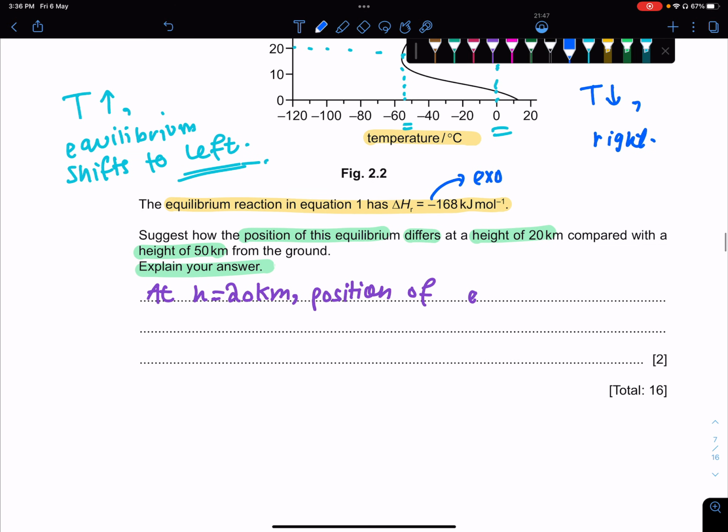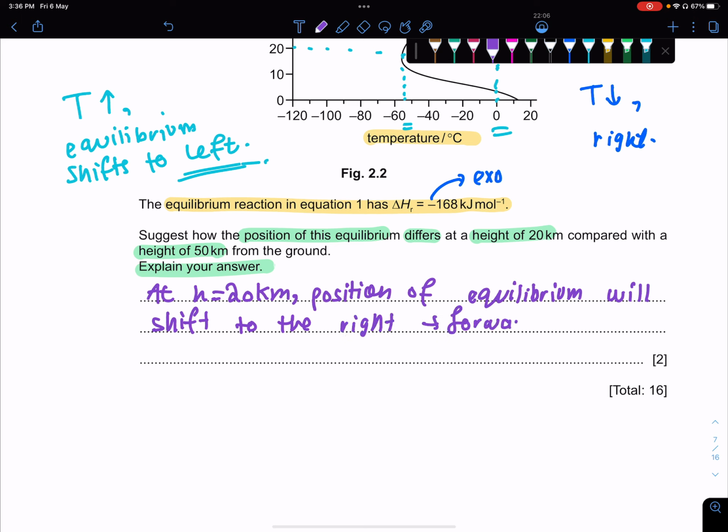So that's what we're going to write here. At 20, where the temperature is low, the position of equilibrium will shift to the right. Why? Because the forward reaction is exothermic.